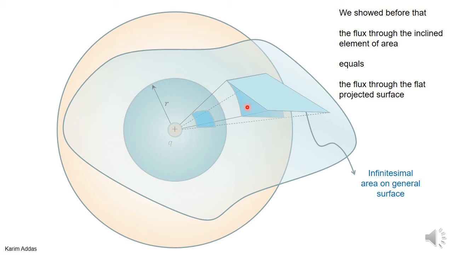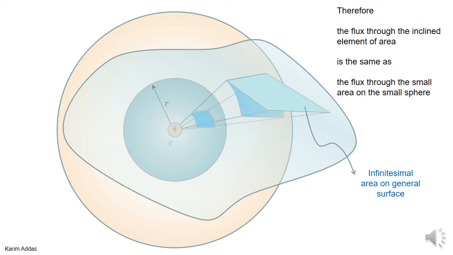This element of area is on the yellow sphere, and this element of area is on the small sphere. So now the question is, do you expect that the flux through the inclined surface is the same as the flux through this one? And look how it's projected. This corner is projected onto this corner, and this corner is projected onto this corner. If you think about the problem from the point of view of field lines, the flux should be the same.